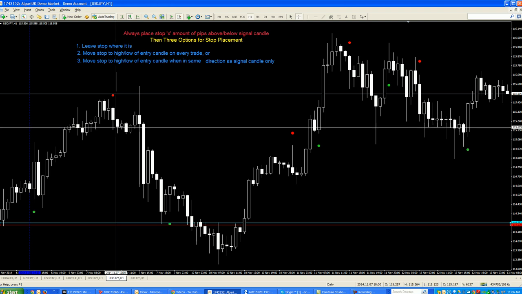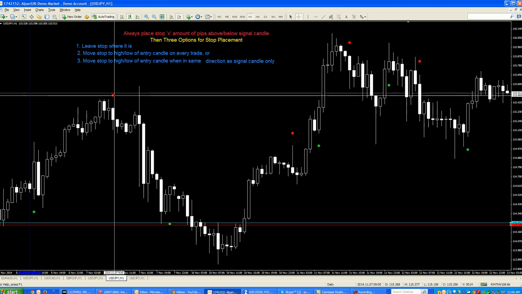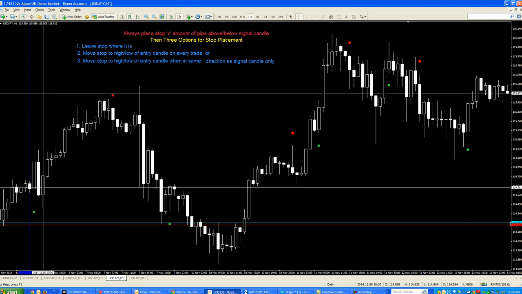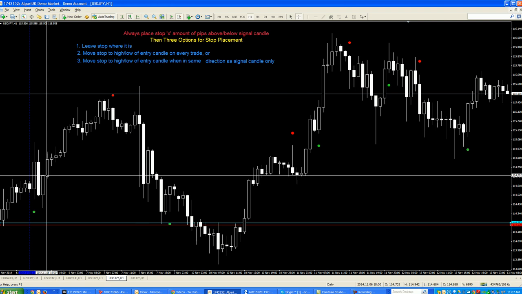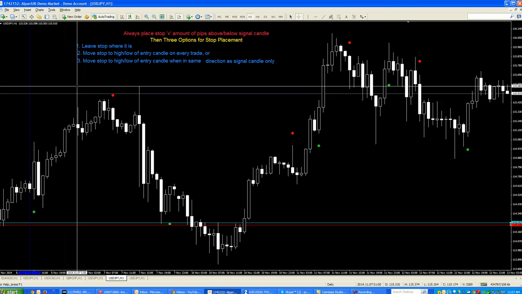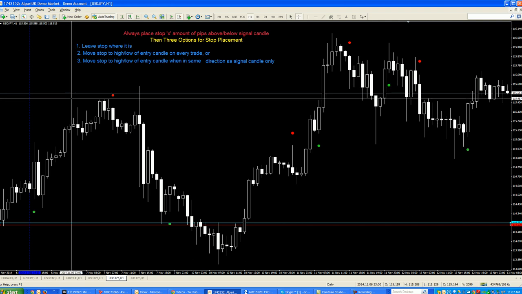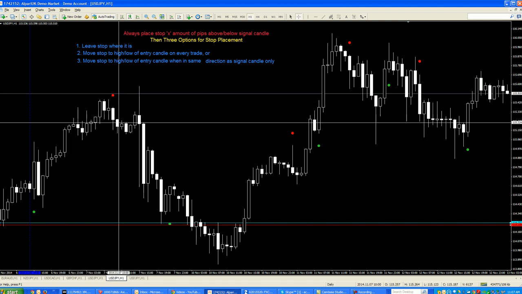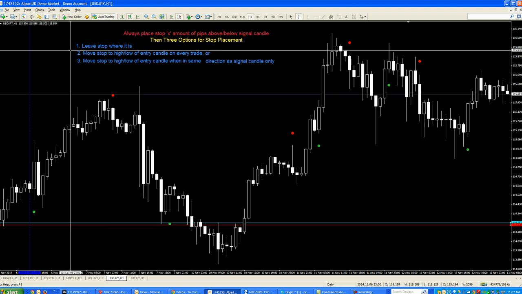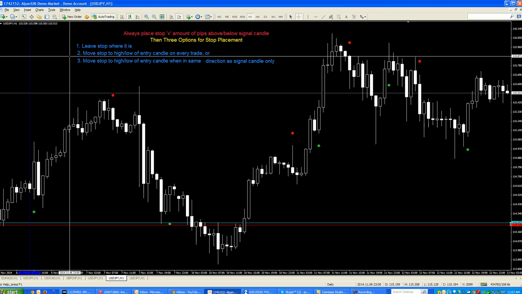Every trade taken will always have a stop a certain amount of pips above the high of the signal candle, or below, as in this case. So that's always a stop. Then we have three options for stop placement, depending on what the entry candle does or what I decide. One, we can just leave the stop where it is so that it remains at the same initial place.